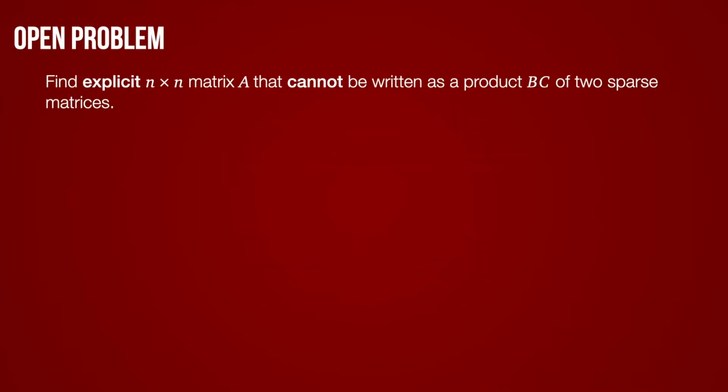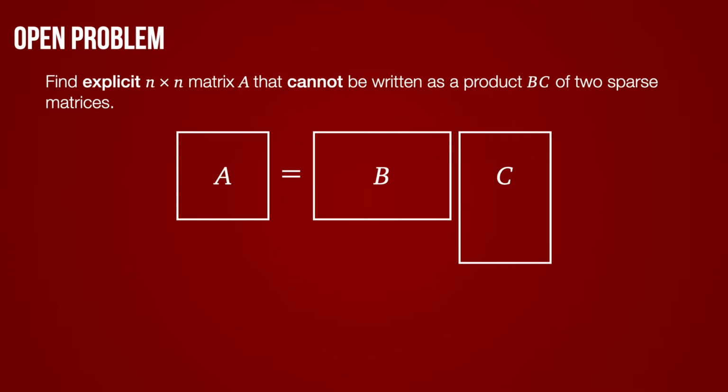I'm going to do something slightly unconventional and begin this talk with an open problem. The problem we're interested in is finding an explicit n by n matrix A, which cannot be written as a product of two sparse matrices. So whenever you have this equation A equals B times C, it can't be the case that both B and C are sparse. A sparse matrix is just a matrix with mostly zeros, and I'm vague on purpose about which exact parameters are interesting right now.